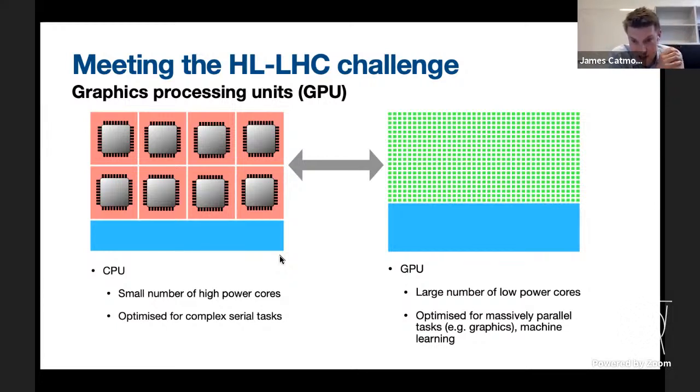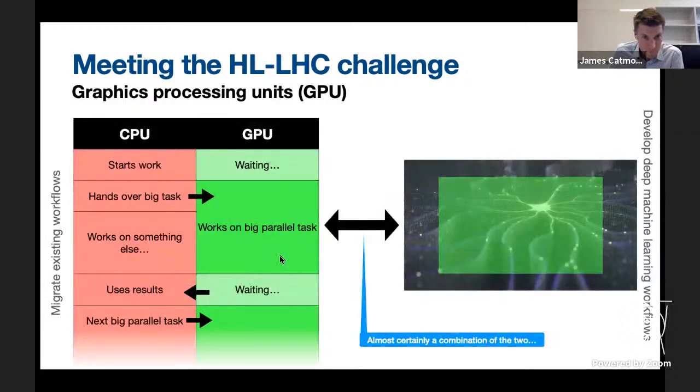These were originally designed for doing graphics processing, particularly for things like gaming, where you need very high speed graphics. And more recently, they've been used for doing machine learning. And we're very interested in ATLAS, but also in the other LHC experiments, about using these for doing more of our data processing. So there are two ways we could think of doing this.